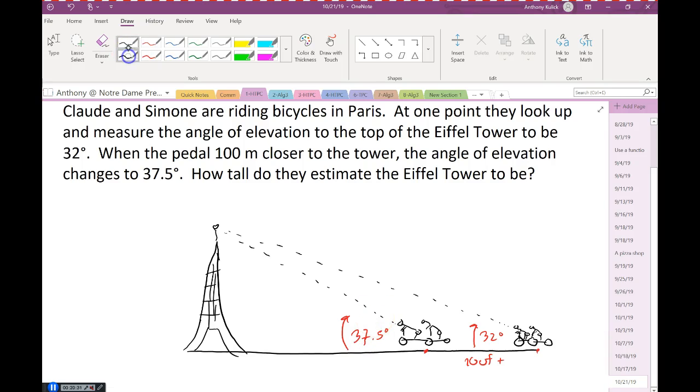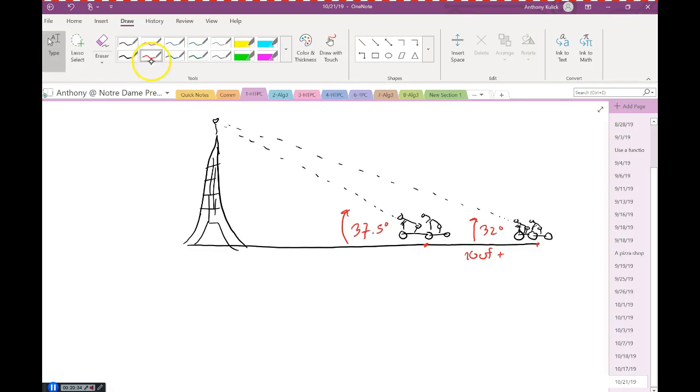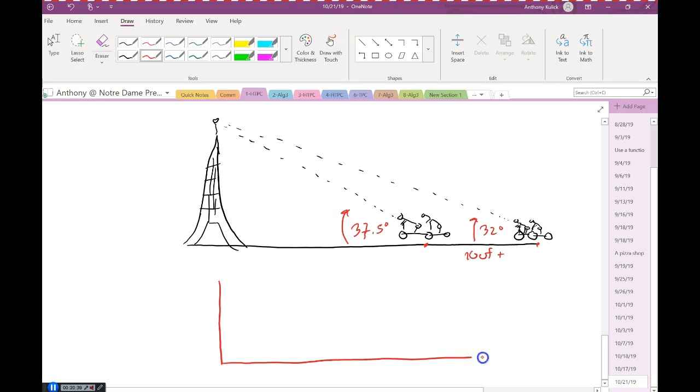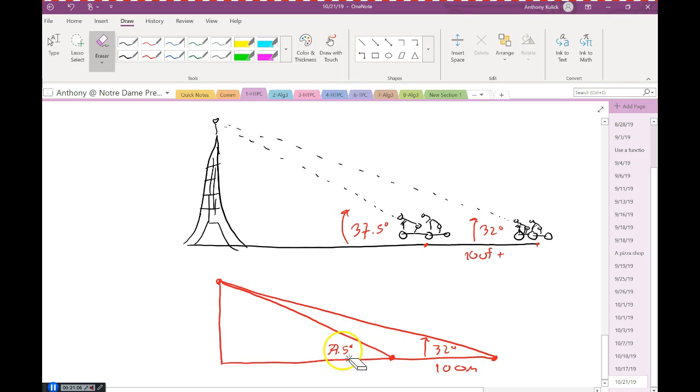So this is our picture. Let's resolve this now into something a little bit less chaotic, artistic, whatever. That's embarrassing.